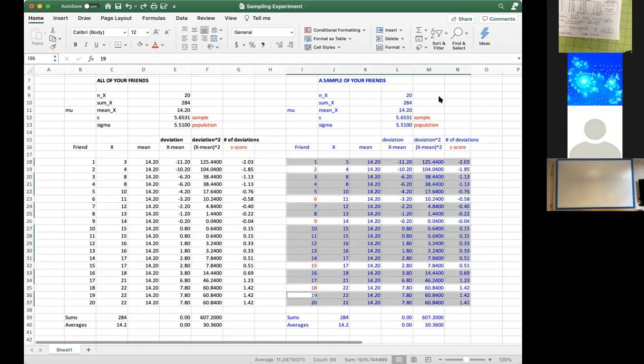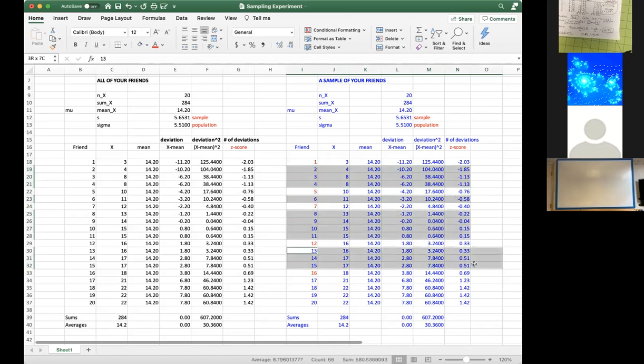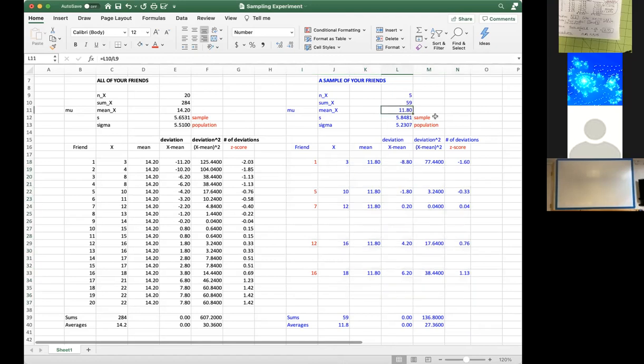Let me do it one more time, because first time you see this, it sounds way too magical. This time the calculator picked friend number 16, friend number 5, friend number 1. Oh, that was a bad idea because he's got the least money. No. I'm choosing randomly. So I'm not being prejudiced against one or another. Let's see what I got. I'll erase all the other friends. And here's my average, $11.80. That is not really good compared to my $14.20. It's in the ballpark, but it's not as accurate as I might hope.